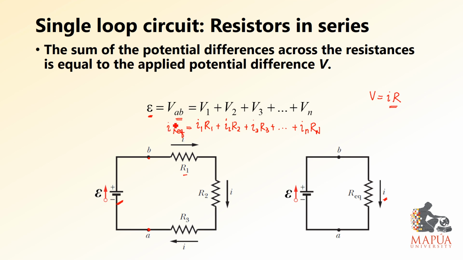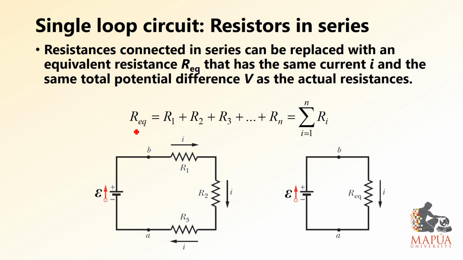Because I is equal to all the currents here, therefore the equivalent resistance will now be equal to the sum of the resistances of all the resistors within that loop. So in this case, R1, R2, and R3 are connected in series, so that means the equivalent resistance Req would be equal to R1 plus R2 plus R3.